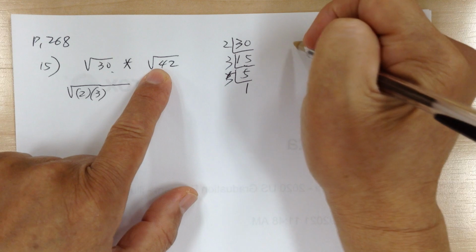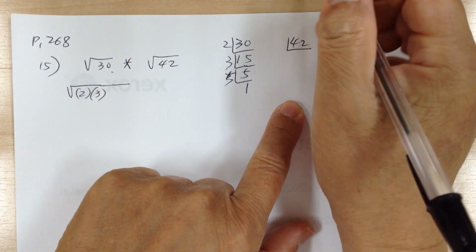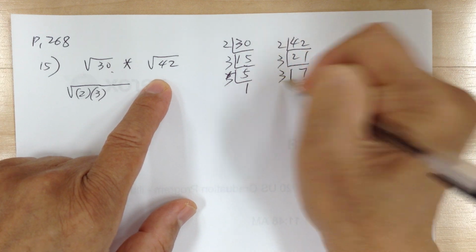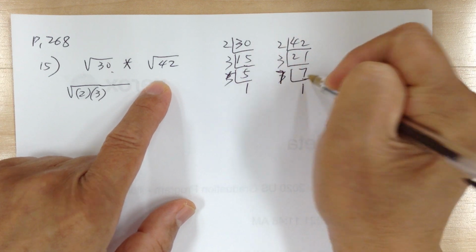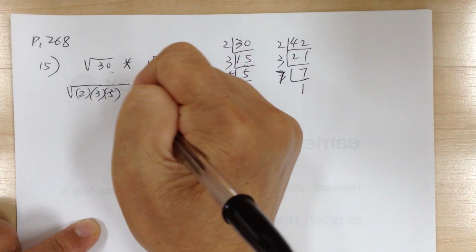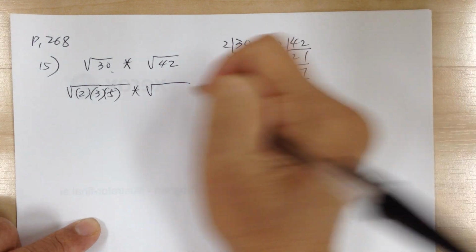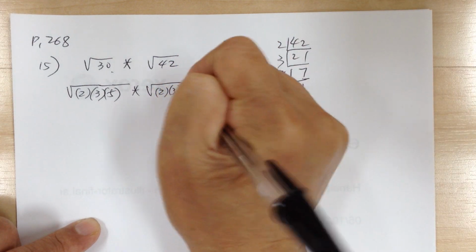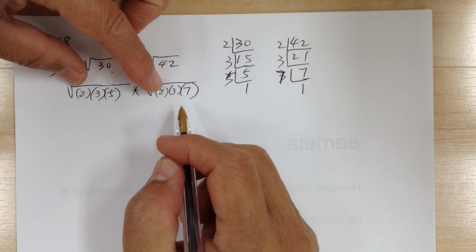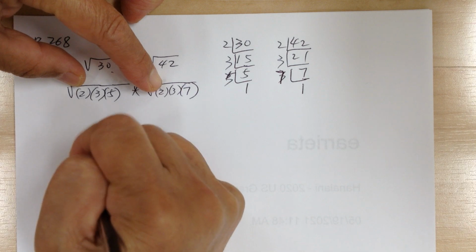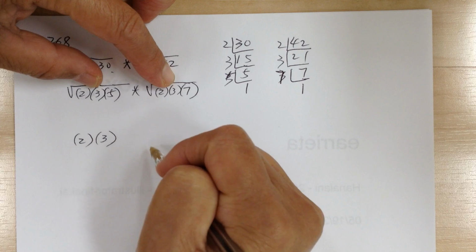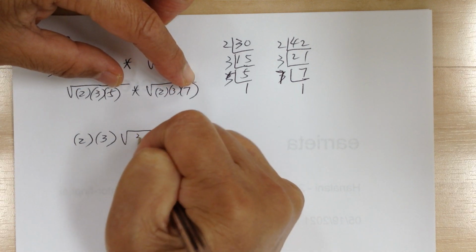Okay? And so 42, you want to break it down first. So 42, you get 21, divided by 3, you get 7, divided by 7, you get 1. So when you multiply all this together, this is 2 times 3 times 5, okay? And the 42 is 2 times 3 times 7. Okay? So now you can go and collect this together. You can see that these two will give you a 2, right? This 2 radicand will give you a 2. This 2 radicand will give you a 3. And this cannot, so it will be square root of 35.